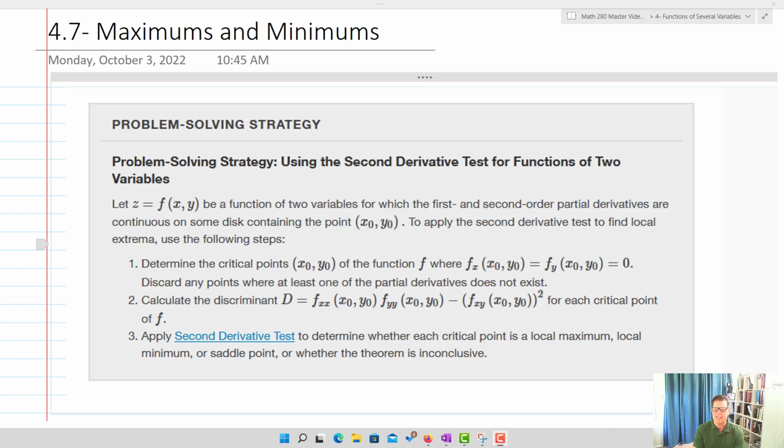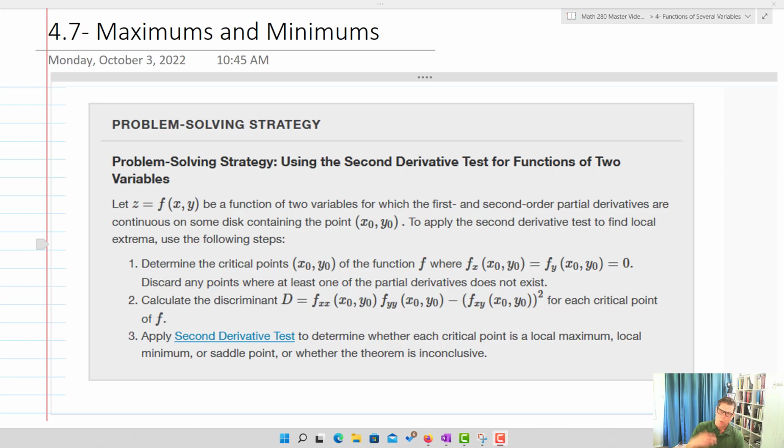Then we calculate the discriminant. It's big D, and it equals the second partial with respect to x twice, times the second partial with respect to y twice, minus the mixed partial f sub x y at x naught, y naught, squared, for each of the critical points. And then we'll apply something called the second derivative test, which is going to give us some guidelines for figuring out whether we actually have a maximum, a minimum, or something called a saddle.